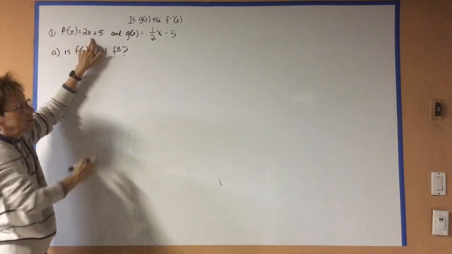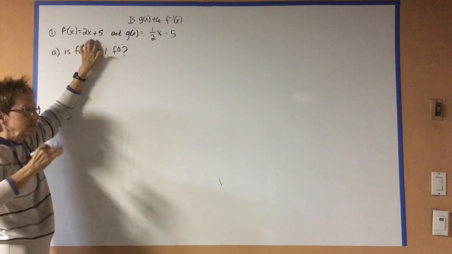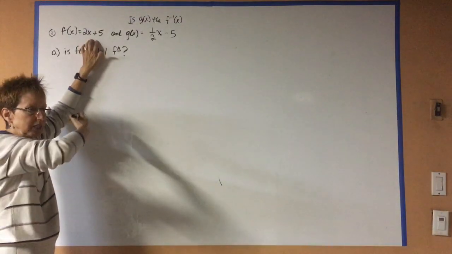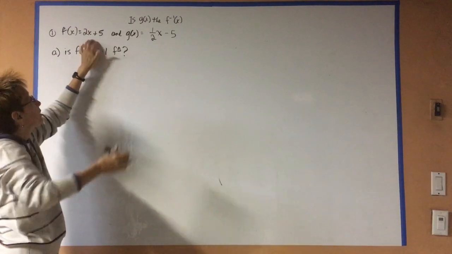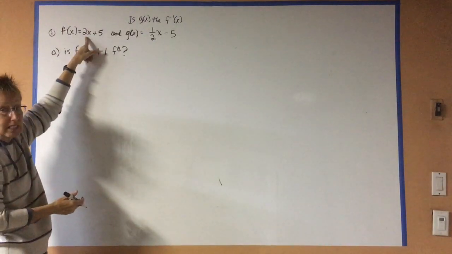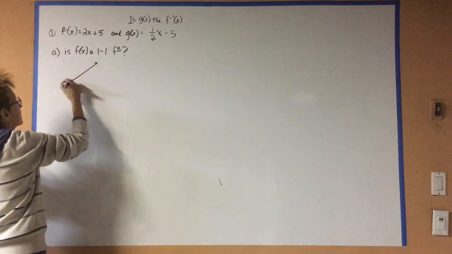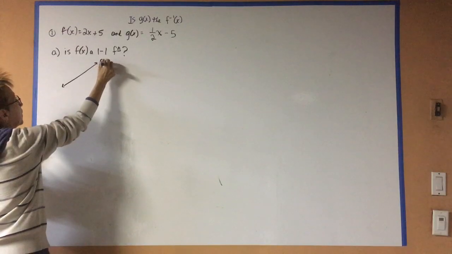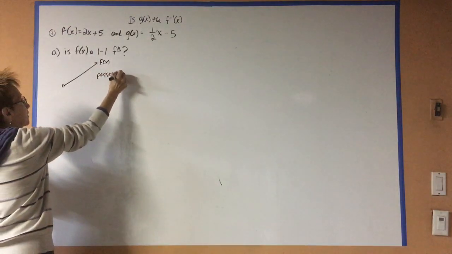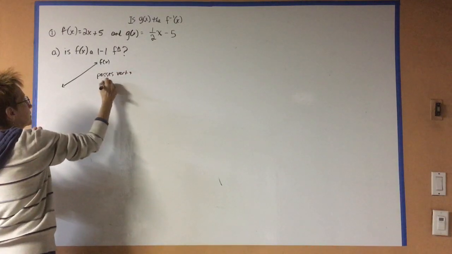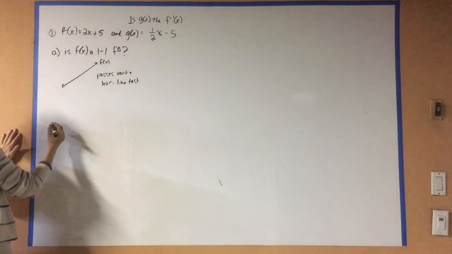So this is linear, right? And what kind of a line is this? Is it horizontal? Is it vertical? Is it falling from left to right, or is it increasing from left to right? Looks to me like it is increasing from left to right because it has a positive slope. So this is f of x, more or less, and it passes vertical and horizontal line test. So is it 1 to 1?